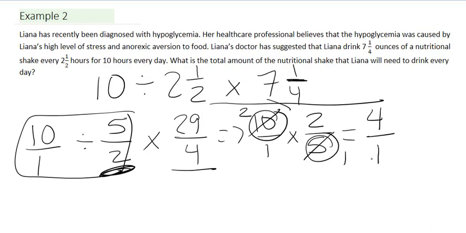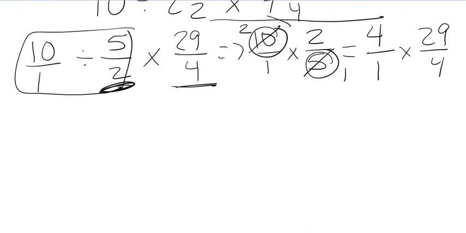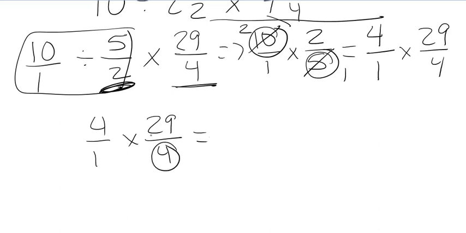So we can now look at the second part, which is to multiply the 29 over 4. Because we know that 4 times out of 10 hours that she is drinking the shake. And now we will multiply the ounces to get the total amount. So let's take this down further. So we have 4 over 1 times 29 over 4. And before we multiply, we can just reduce right here. This 4 and this 4 can become 1. Because 4 divided by 4 is 1.